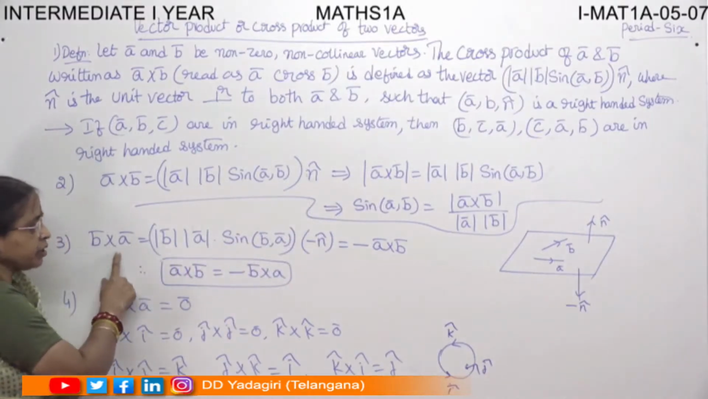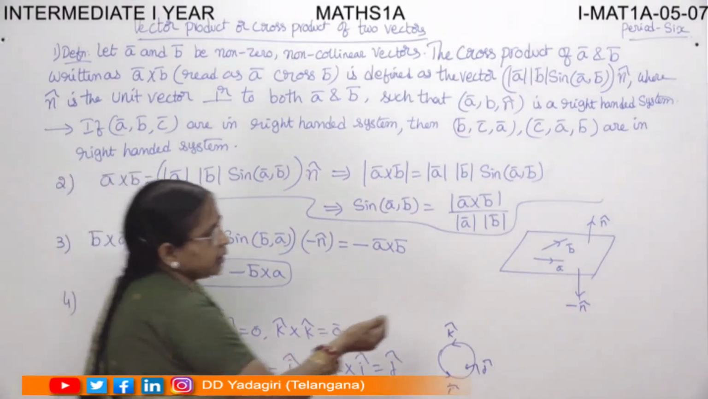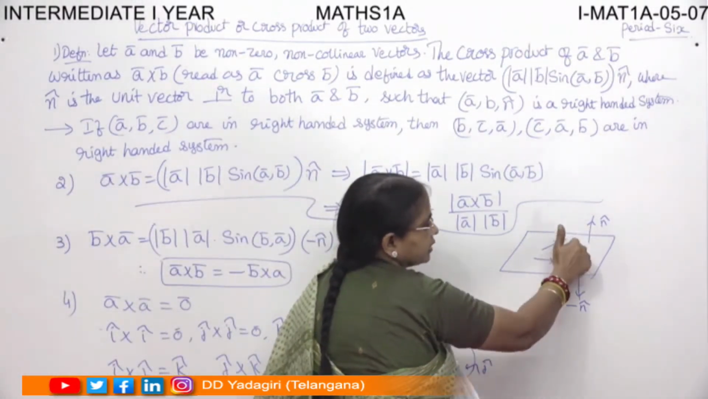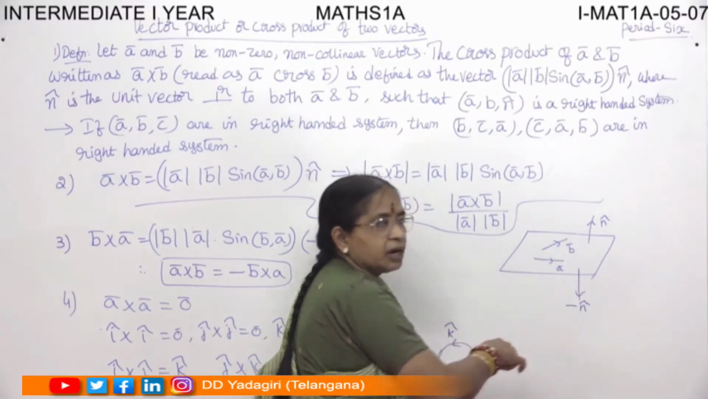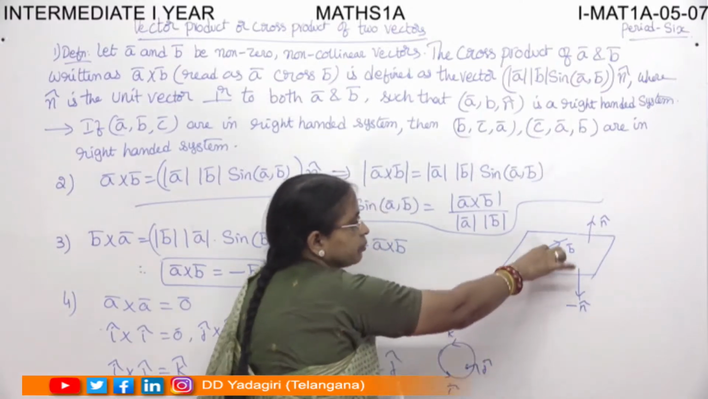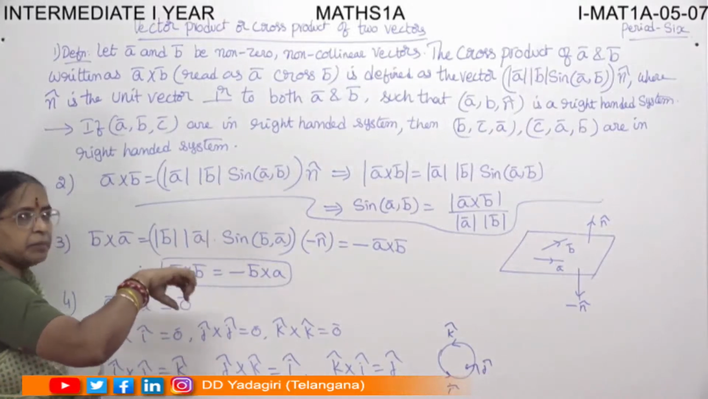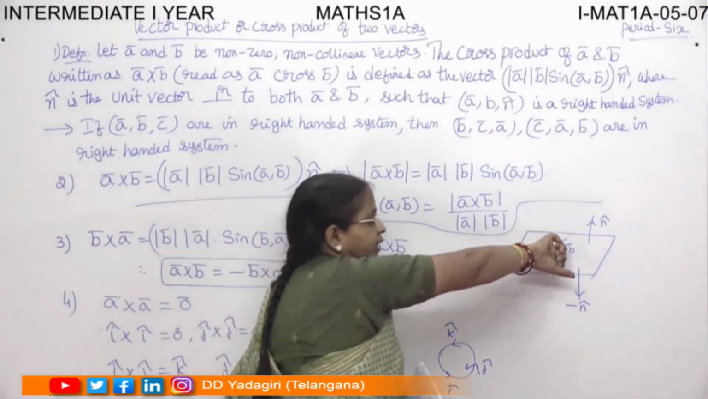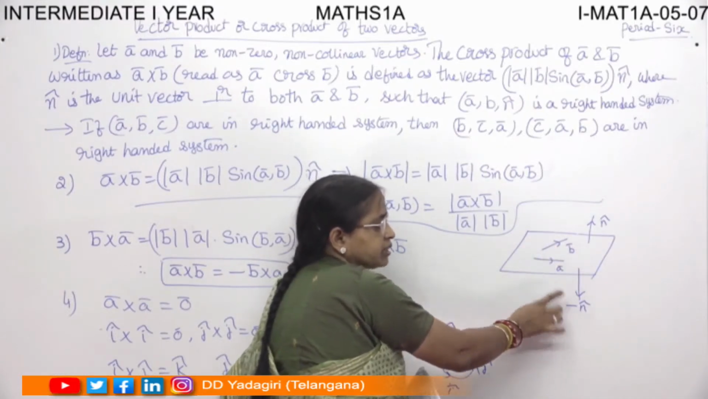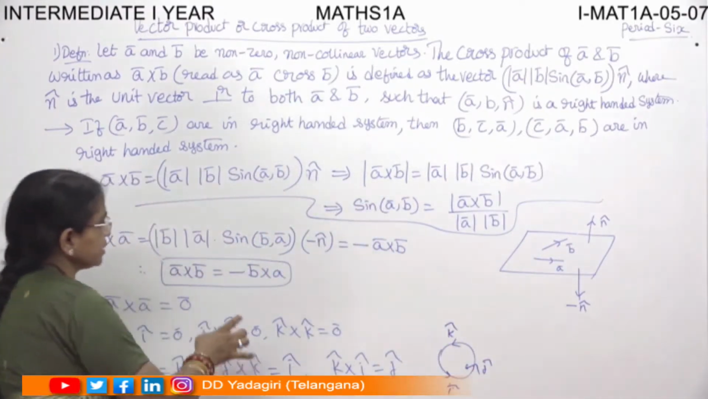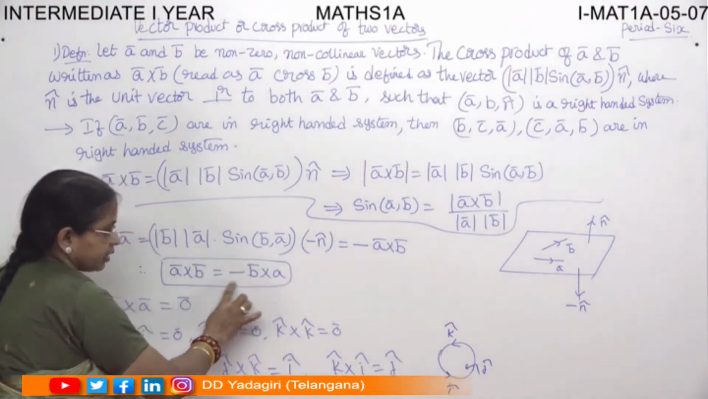Then when you take B cross A, according to this definition, it will be like this. A, B, n cap form a right-handed system. Then for B, A, the direction will be minus n cap, downwards. So B, A, minus n cap will form a right-handed system. I am keeping my right hand like this. So minus n cap also forms the right-handed system. So B cross A is nothing but minus A cross B.